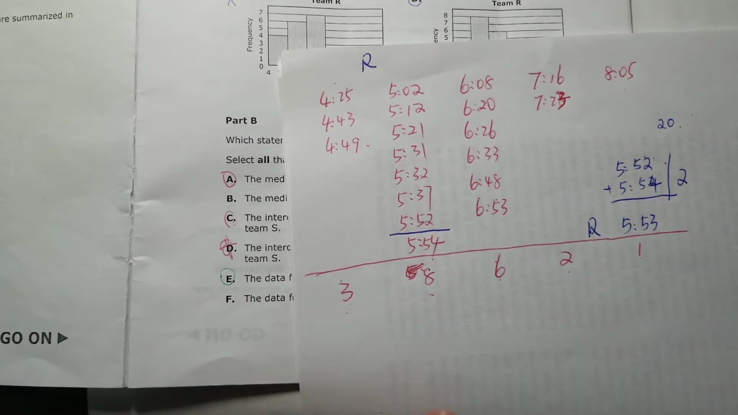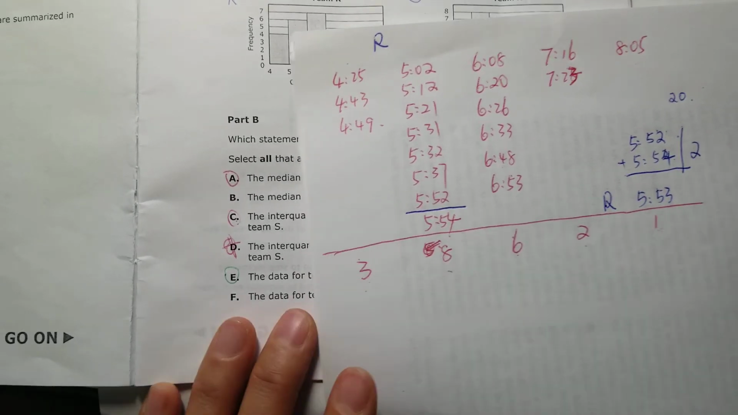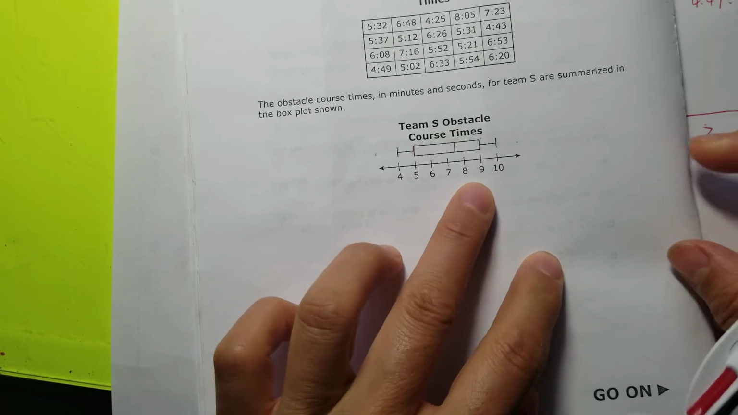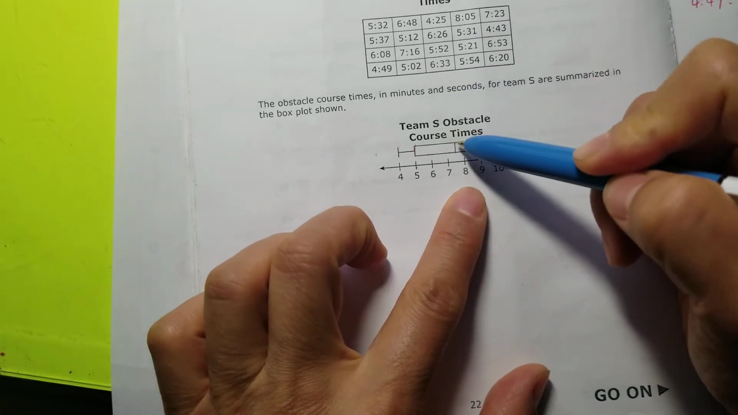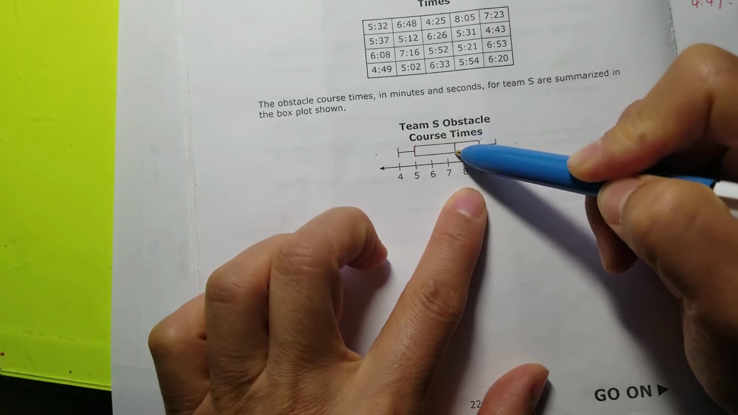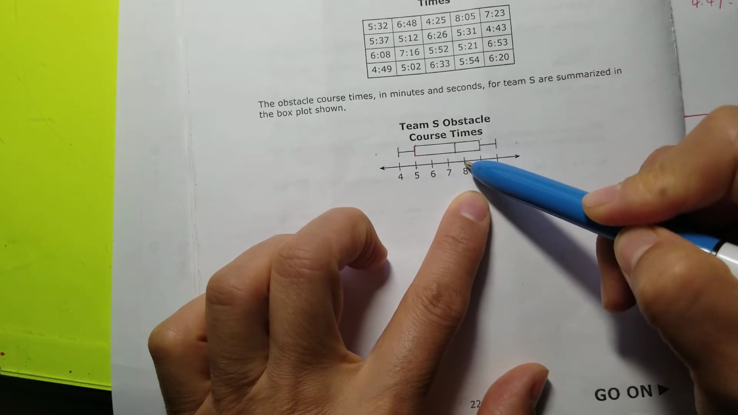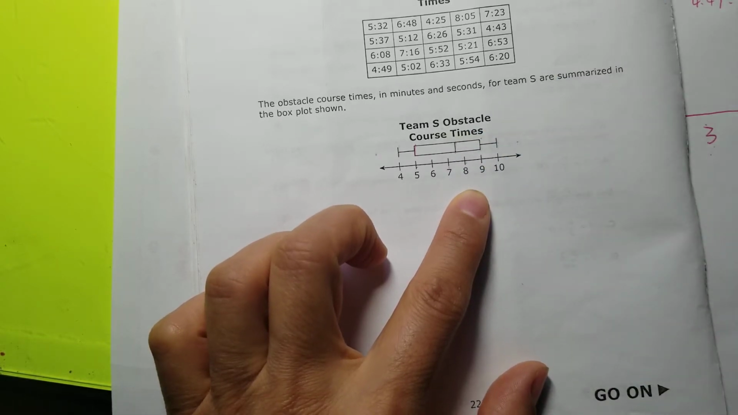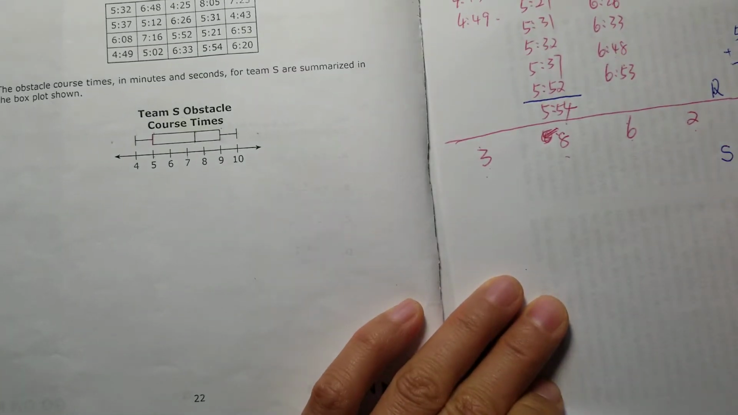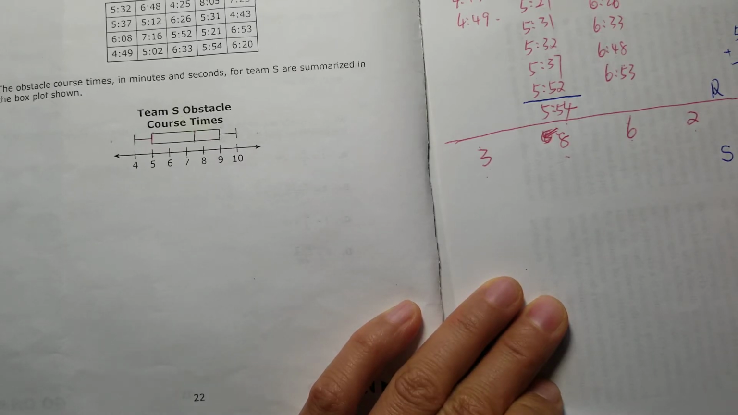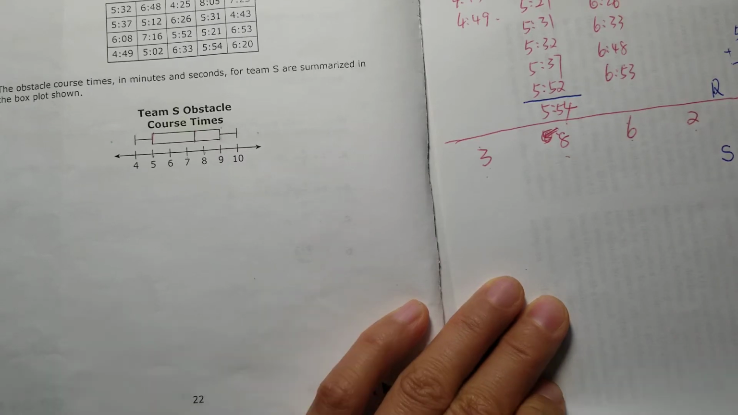Okay, so let's look at team S. Team S is given a box plot, which is very simple and easy to read. The middle short line here represents the median. As we can see, it's between 7 and 8, probably 7.5 or 7.6. So the median for team S, let's just assume it's 7.5, which is 7 minutes and 30 seconds.